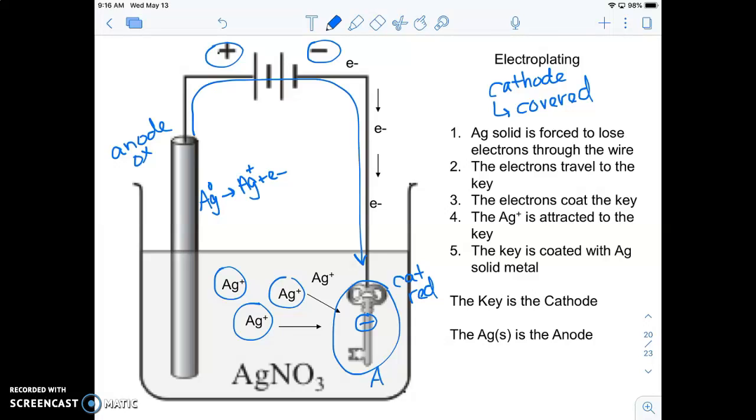So at the key, I'm going to have a bunch of silver ions. I also have electrons going over to the key. They're going to meet back up and they're going to make silver metal. So whatever that key was made out of, whatever kind of cheap metal it was made out of, that literally doesn't matter. Now it's going to be covered in silver. Okay, so the rule "an ox, a red cat" still applies. The cathode is always going to be getting heavier. Here we're literally adding metal on top of another metal. So we have more atoms there, it's going to be heavier.